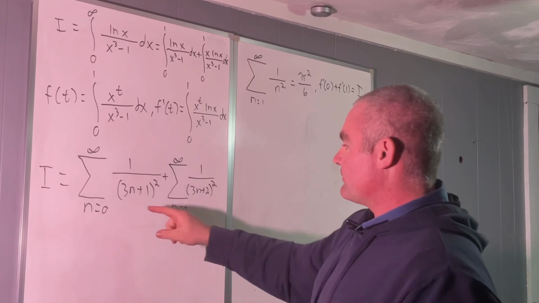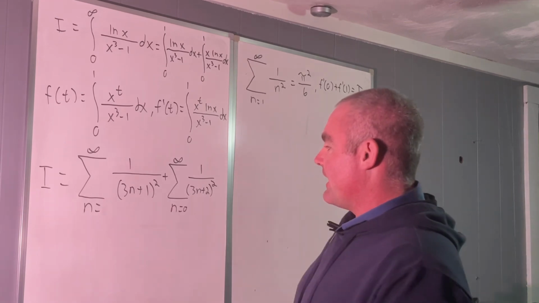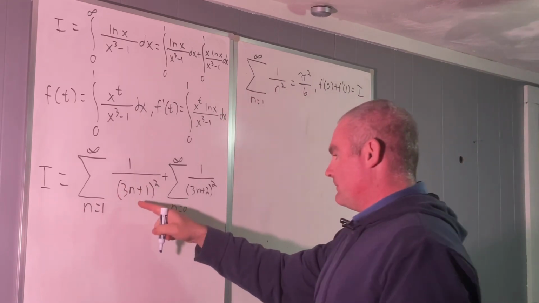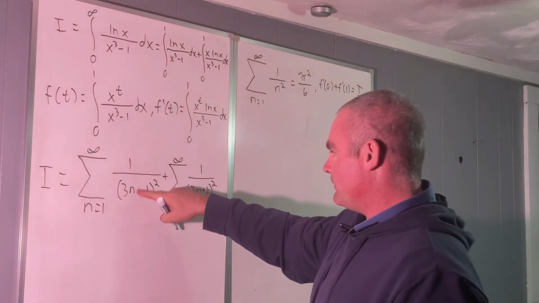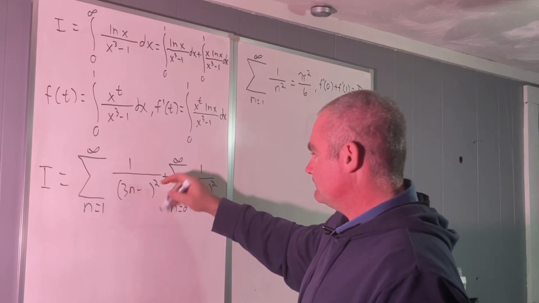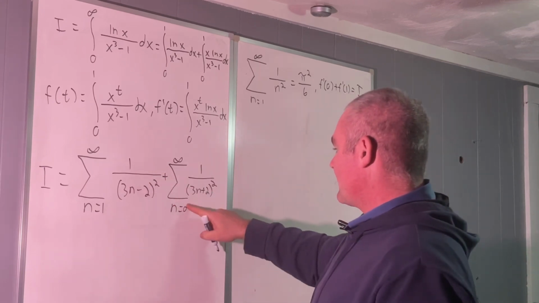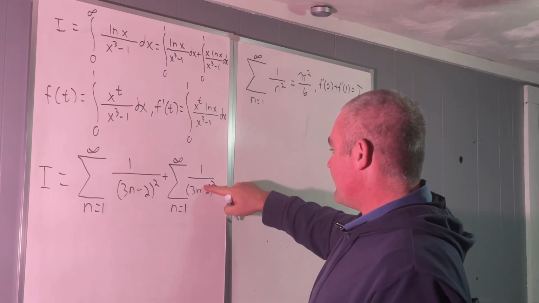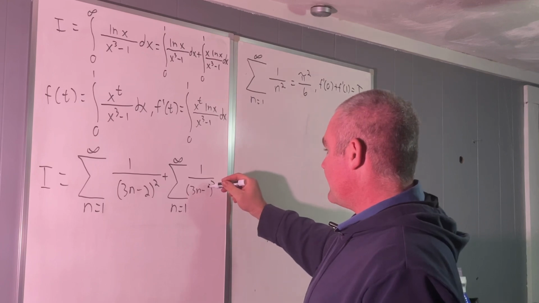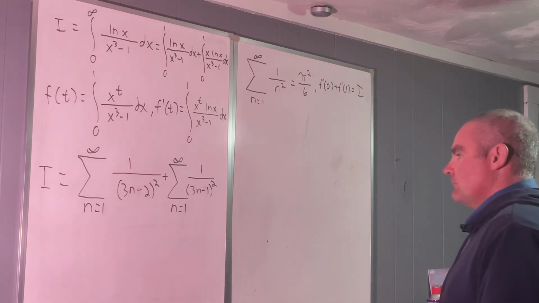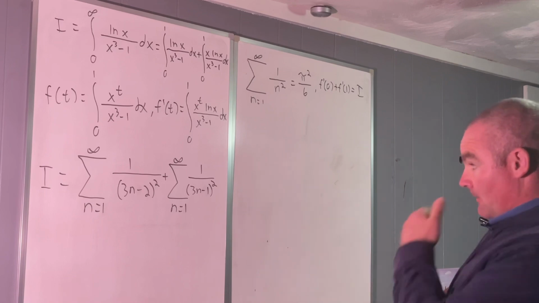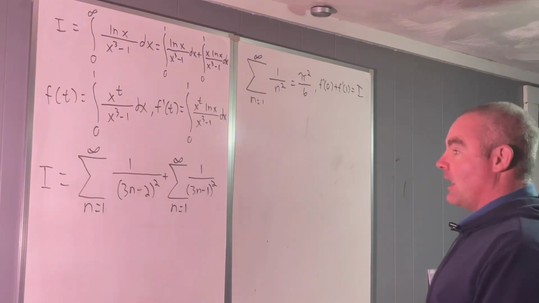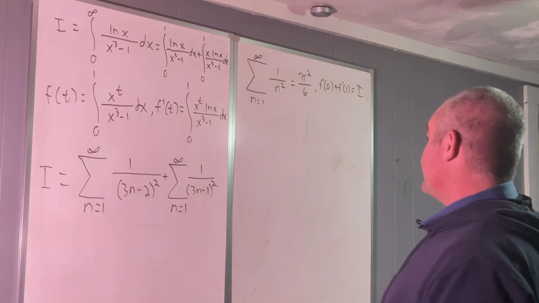We'll use a familiar trick on this. We will advance our n by 1, and this would become 3n minus 2. And we'll do the same thing here. We'll advance it by 1, and this would become 3n minus 1. Okay, well, is that as far as we can go? No. If you watched my last video, you probably have a pretty good idea of what I'm going to do.